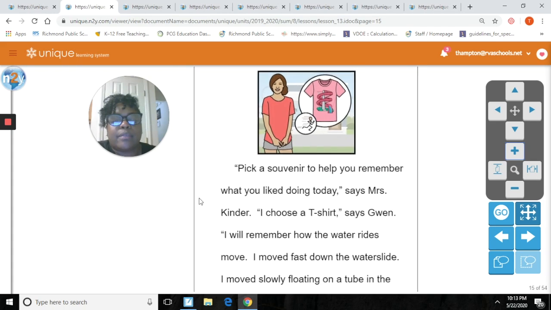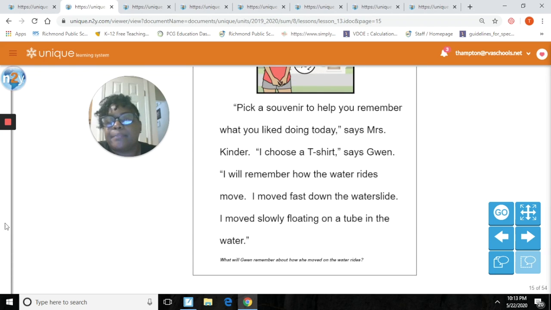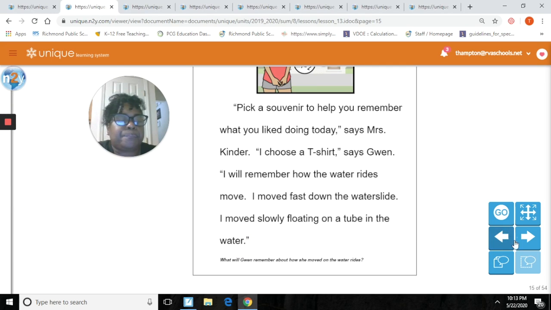So let's make it a little bit bigger. And it says here, what will Gwen remember about how she moved on the water rides? What will she remember? What did she say? Here's the section that talks about the water rides. And she says, I moved fast down the water slide. I moved slowly, floating on a tube in the water. Okay? If you said that, you were correct.